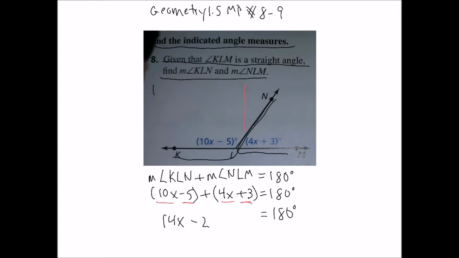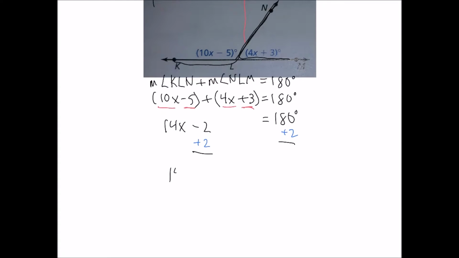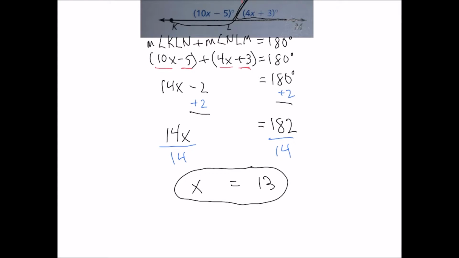Now we'll add 2 to both sides. There we go. And we're going to get 14x equals 182. Then we're going to divide by 14 on both sides. And we're going to get x equals 13. Now, we're not done yet.